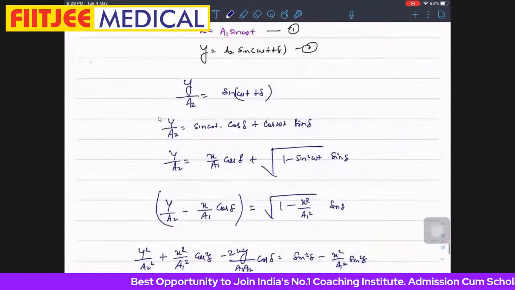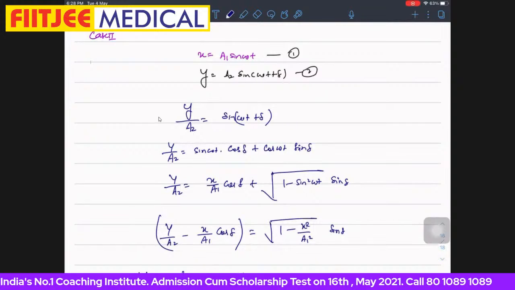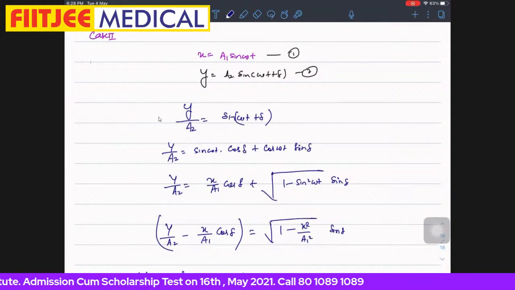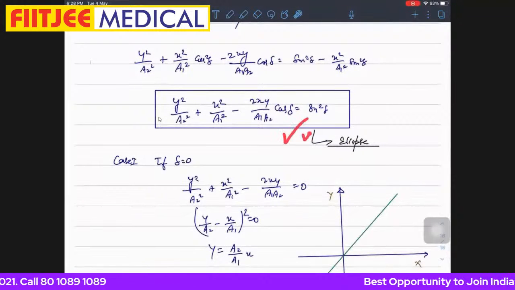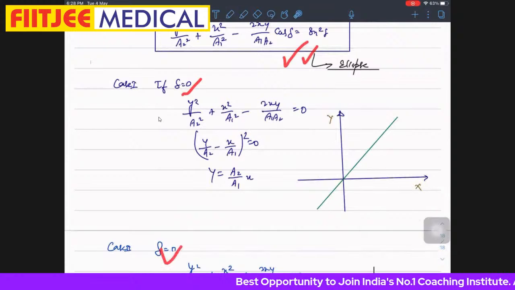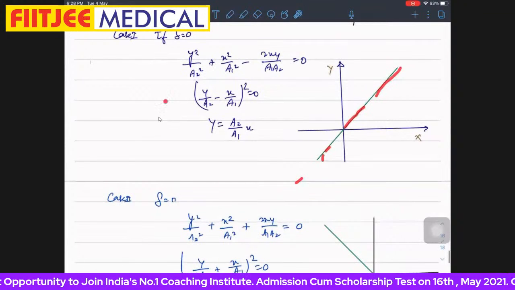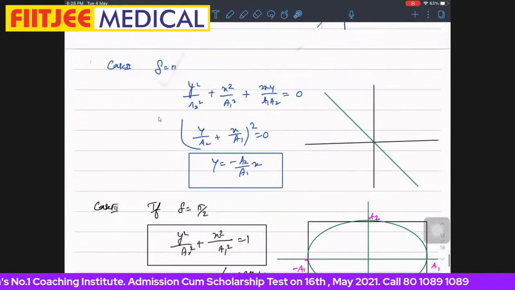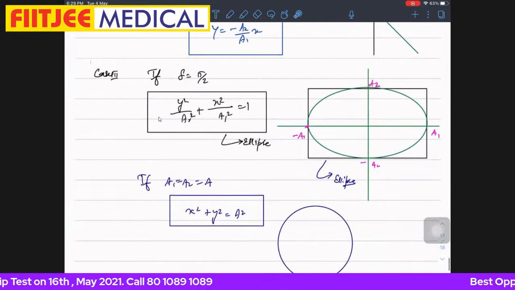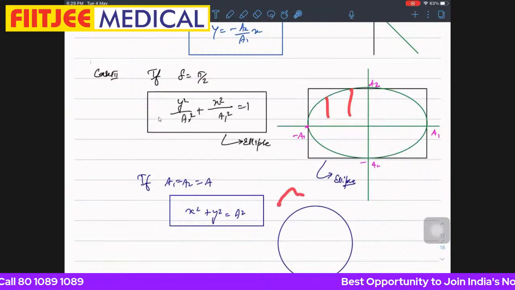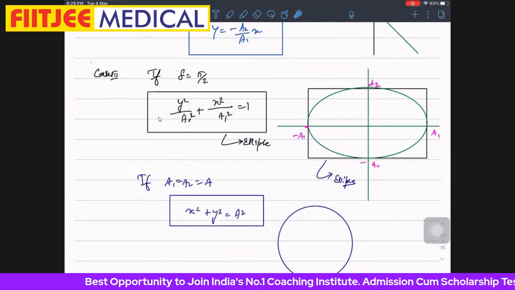In the third one, a special case is there. If you are combining two SHMs, where both motions are in perpendicular directions due to those two forces, then in general the motion comes as an ellipse. But for specific cases like delta equals 0 and delta equals pi, the trajectory becomes a straight line. They ask, for these specific cases, when the trajectory is a straight line, the delta values, and what will be the trajectory. Here you can see the slope is negative, and if delta is pi by 2, the trajectory becomes an ellipse. If delta is pi by 2 and a1 is equal to a2, in that case the trajectory becomes a circle.